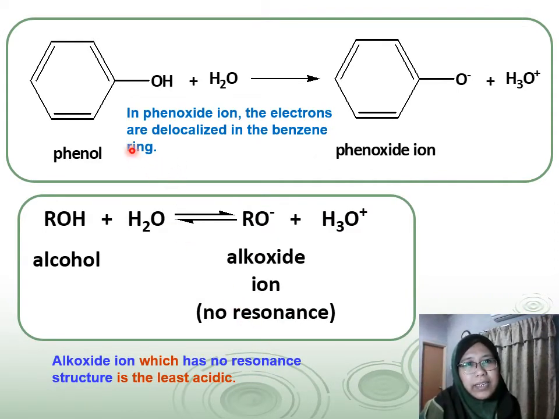This is phenoxide ion. We have a phenol, and the proton from the hydroxy group of phenol is transferred to H2O. They form a dative covalent bond with water and become hydronium ion. So here is phenoxide ion, whereby the electrons circulate or delocalize inside the ring. Now this is an alcohol, ROH, and when the proton is transferred to water, it becomes alkoxide ion. There's no resonance at all.